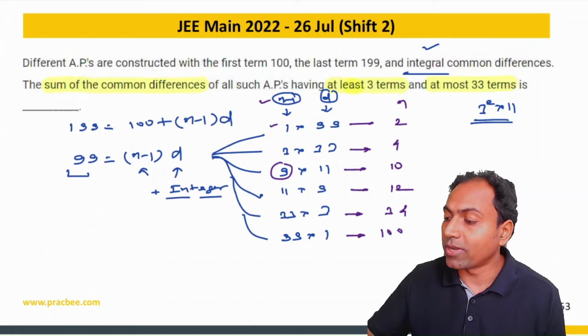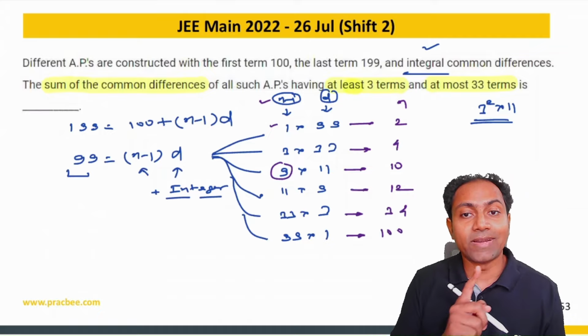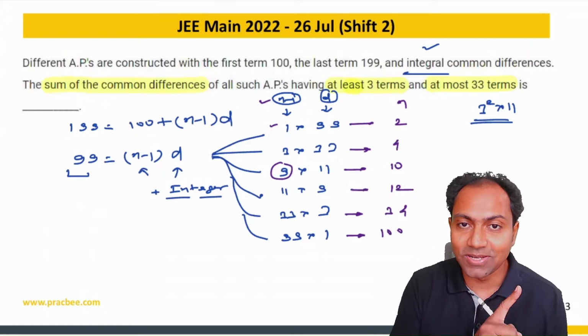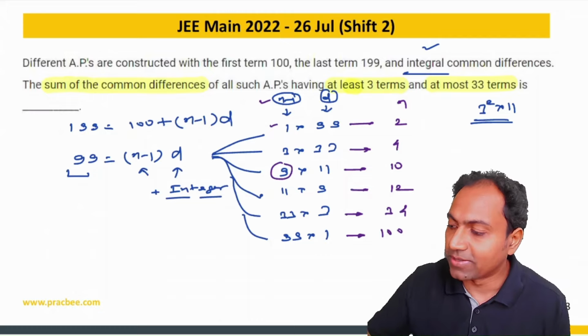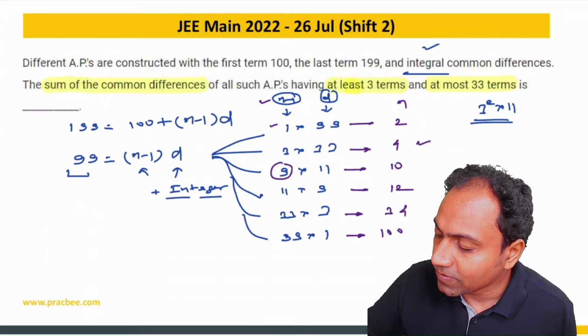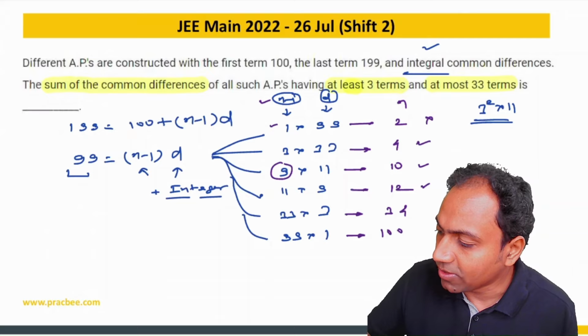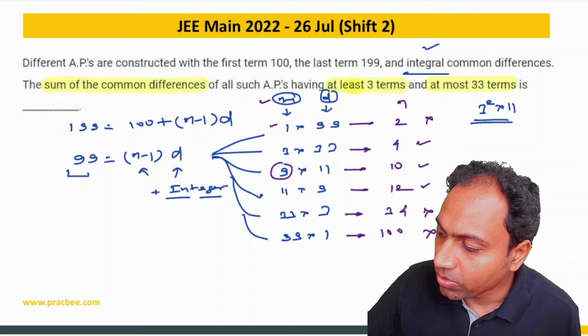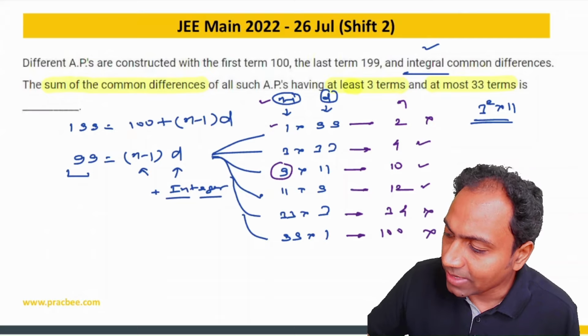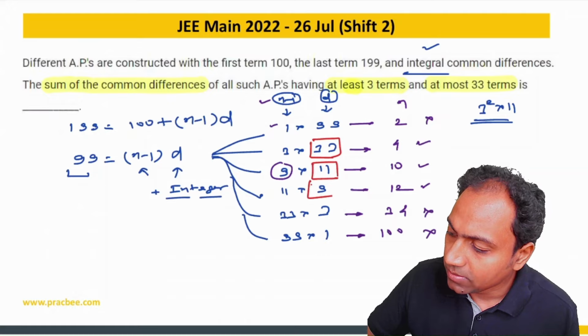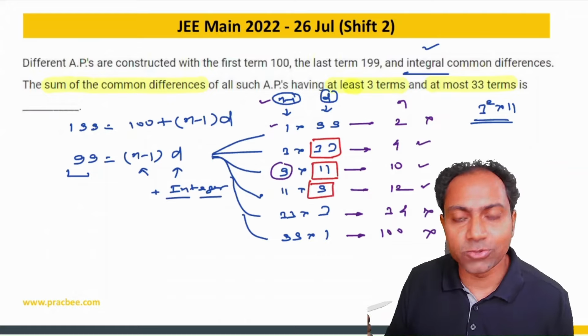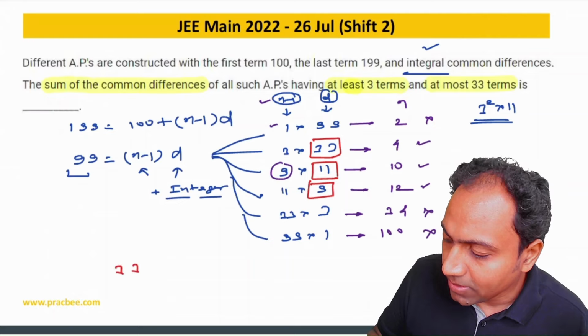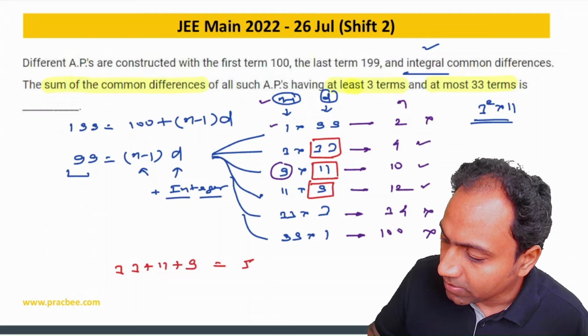So what they're saying is you can only take those values for D in which the least term is 3 or the most term is 33 terms. So we can choose this one, it is fine, this one is fine, this one is fine, this we cannot choose, this we cannot choose, this we cannot choose. So corresponding to that, if you look into this distribution of cases, these can be the possible values of D. So if I take these three possible values of D and add them up, it is 33 plus 11 plus 9, and this comes out to be 53.